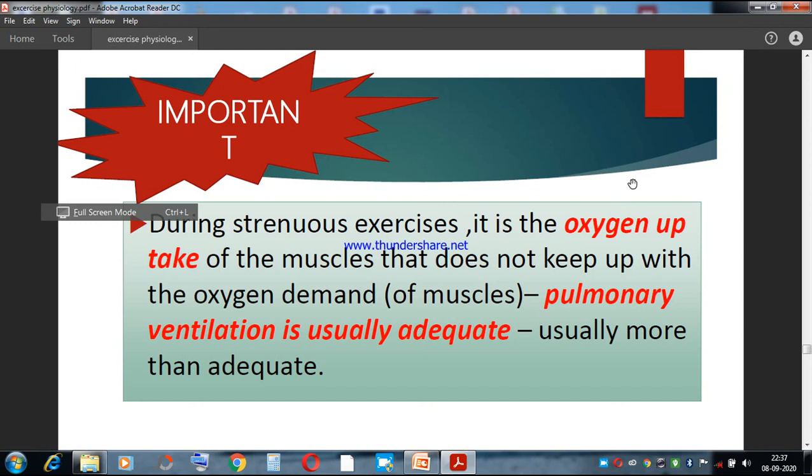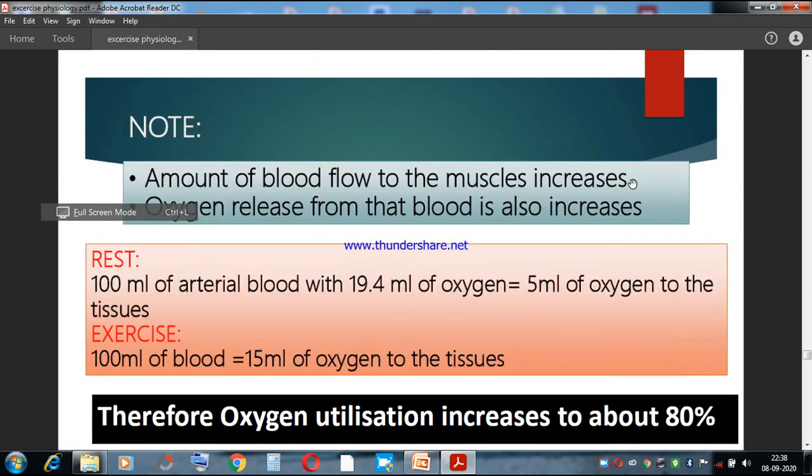So the oxygen supply from the blood to the muscles is less than the pulmonary ventilation that takes place in the lungs. So we will see a different Bohr effect and many other effects that occur at the lungs level, pulmonary level, and the tissues level.